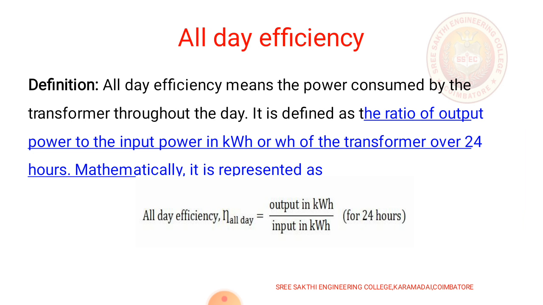Another term is all day efficiency. All day efficiency tells how much power is consumed by the transformer throughout the day. It is nothing but a ratio of the output power to the input power in kilowatts or watts of the transformer over 24 hours. It is expressed as output power in kilowatts by input power in kilowatts for 24 hours.